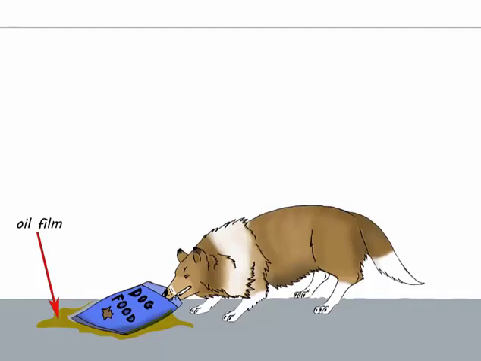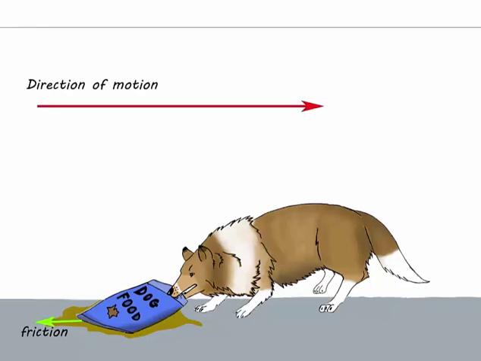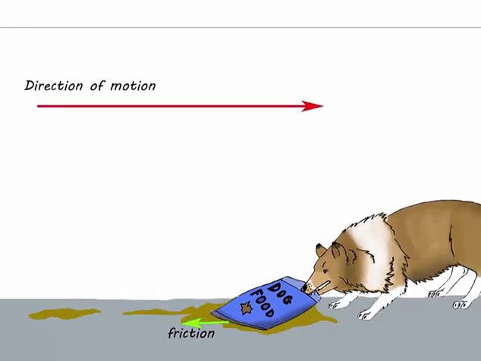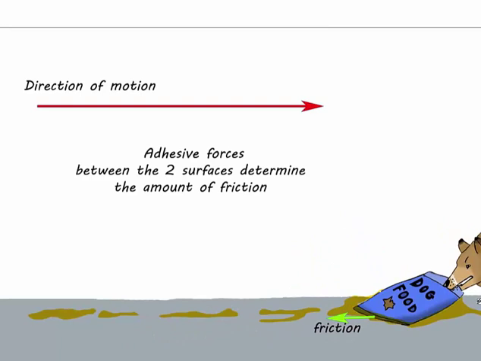Now, let's say the area around the bag is oil. It is easier for the dog to pull the bag. Why is this so? There is less resistance between the surfaces, but this doesn't mean the surfaces are friction-free. There will always be adhesive forces between the molecules of the two surfaces that determine the amount of friction. Here, the molecules are not interacting as much, so the dog finds it easier to pull the bag.